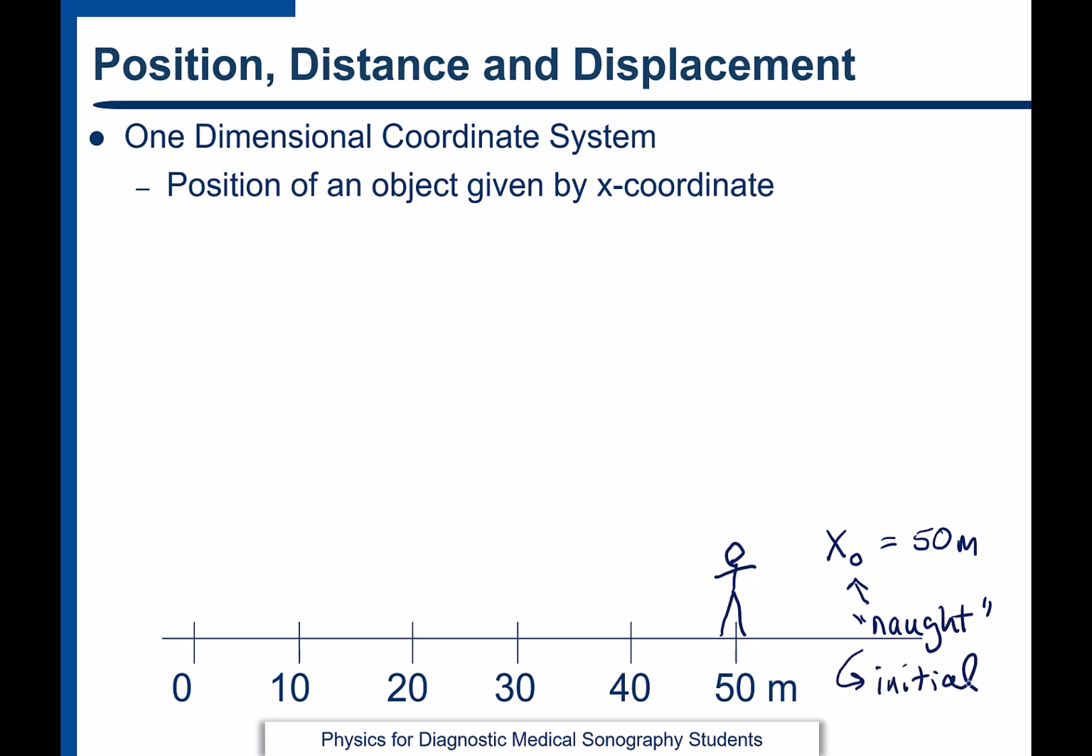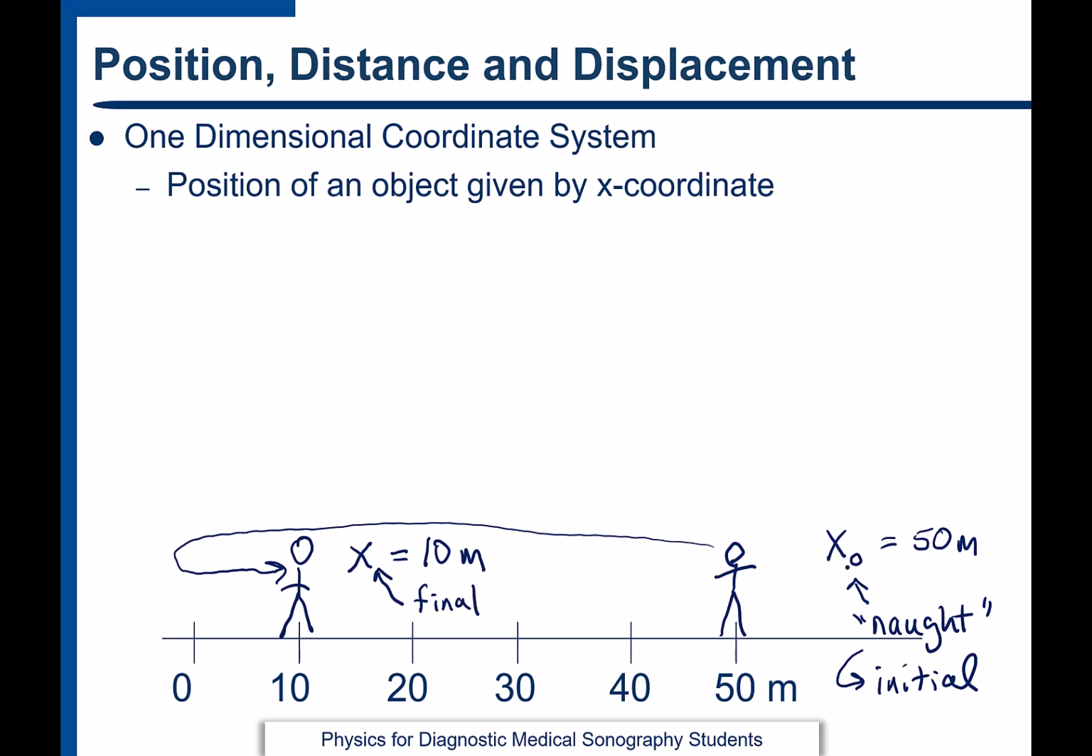Now let's say our person walks down here to the 0 position, and then they come back and they end up at the 10-meter position. So we would say their final position is 10 meters. Notice that for final, we just use an x with no subscript. So if there's no subscript, it means final. If there's a naught, then it means initial. Okay, so now we know how to specify where an object is. We just need a one-dimensional coordinate system to do it.